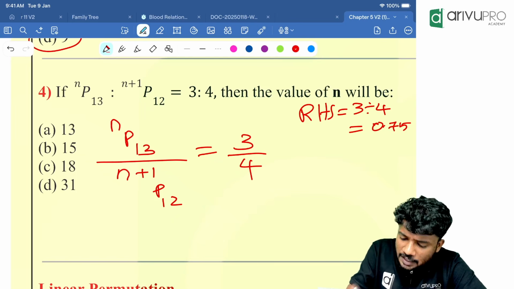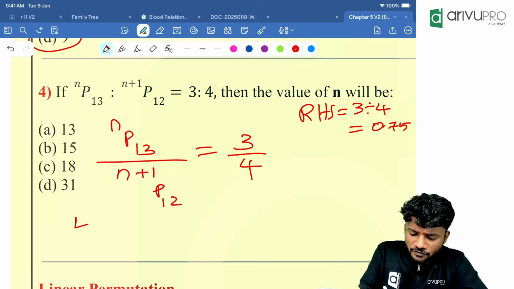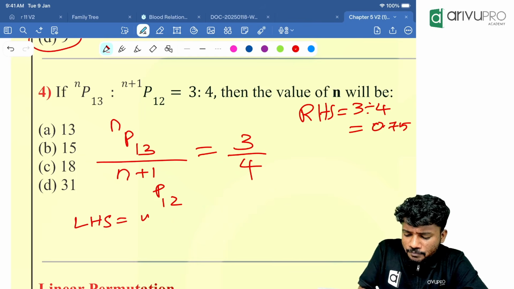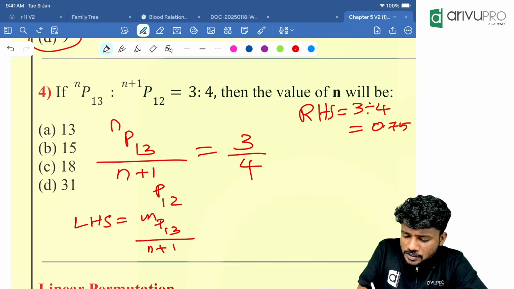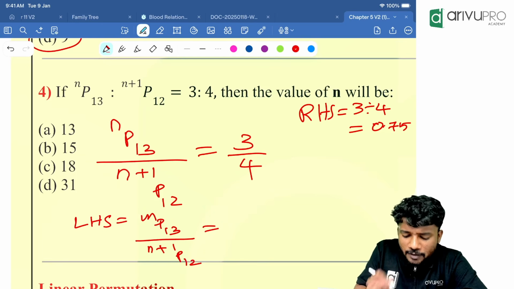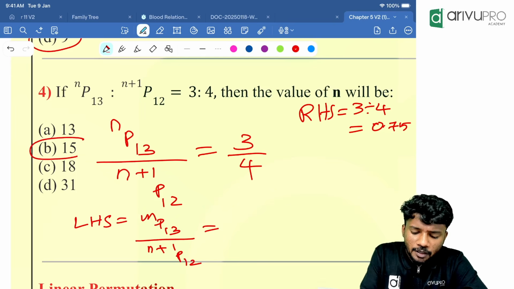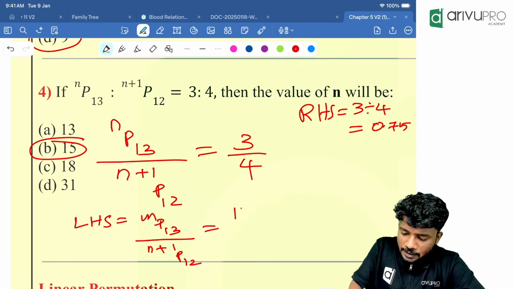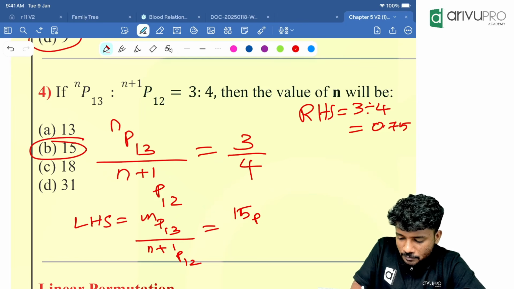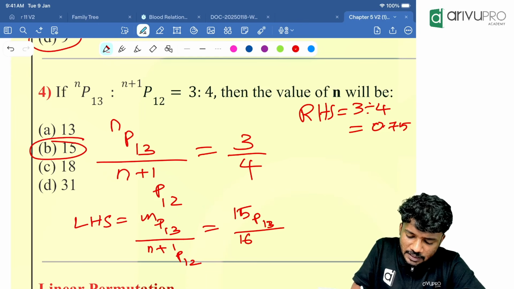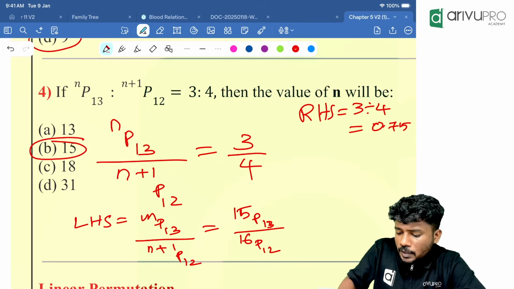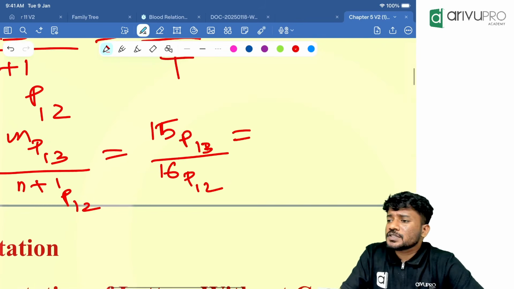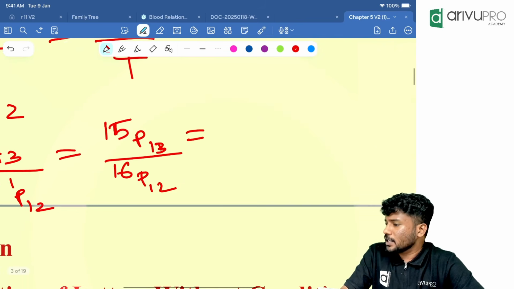0.75. So your RHS value is how much? 0.75. LHS is equal to nPr13 divided by (n+1)P12. One by one, we will put the options. Try putting option B. Now that will become 15P13 divided by 16P12.